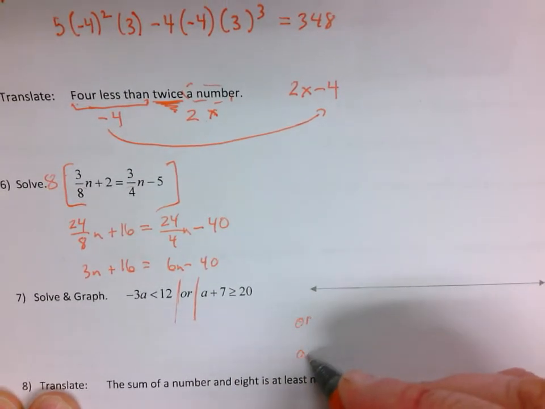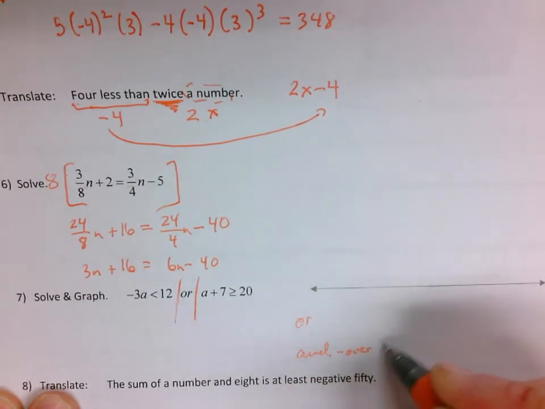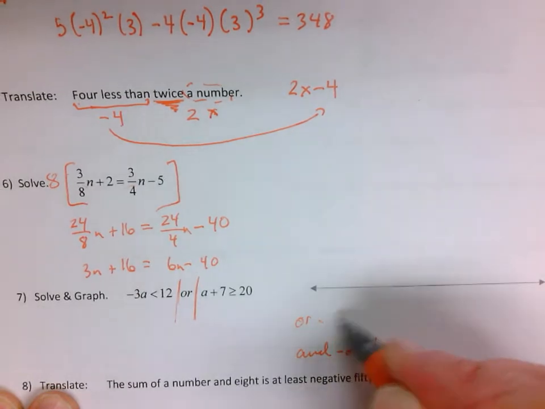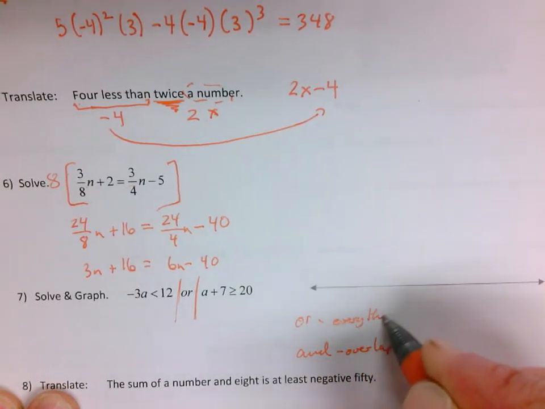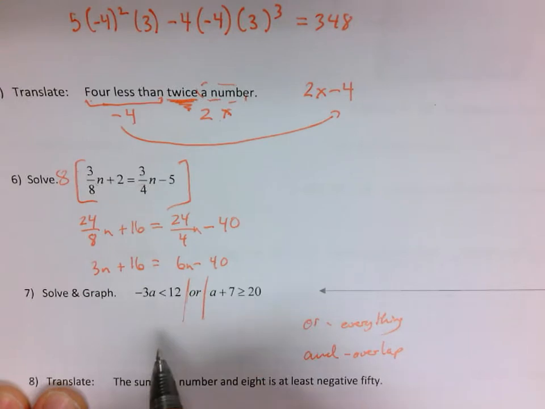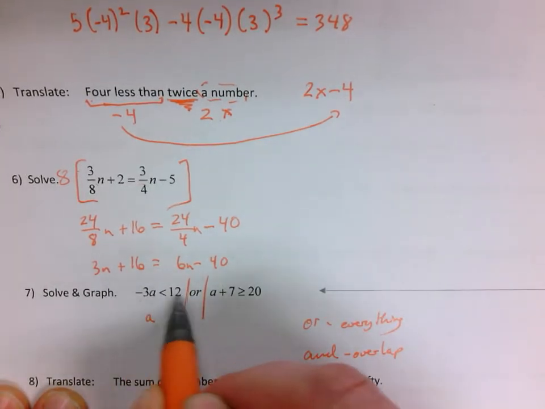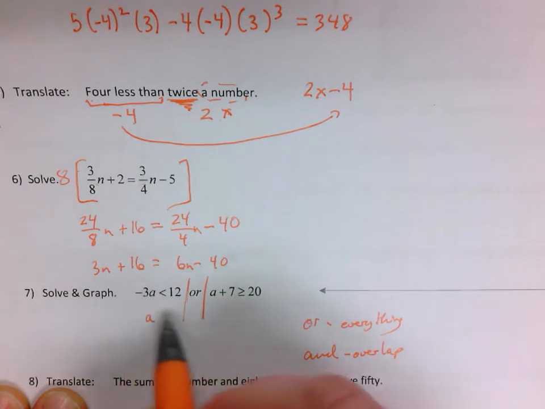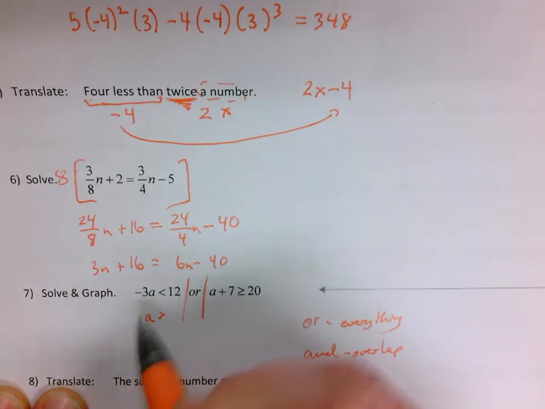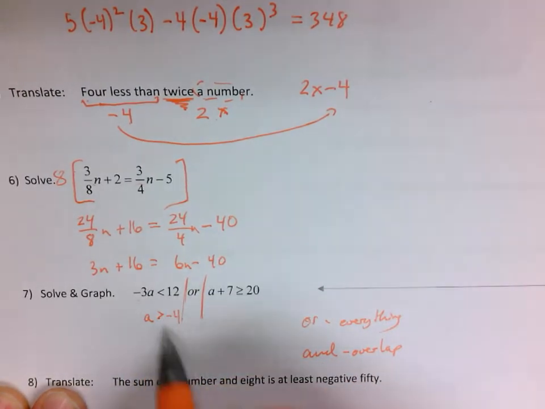If it's "and," you only keep the overlap. Everything in an "and" is overlap. It has to be both. So when I solve this inequality, I'm going to divide by -3. When you divide both sides by a negative with inequalities, it switches the inequality. So a is greater than -4.